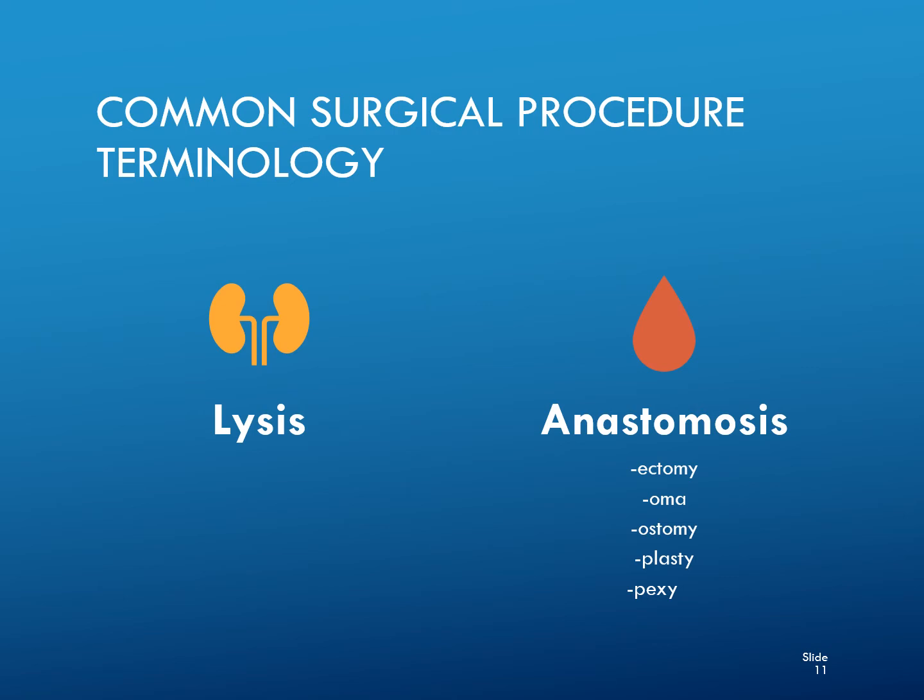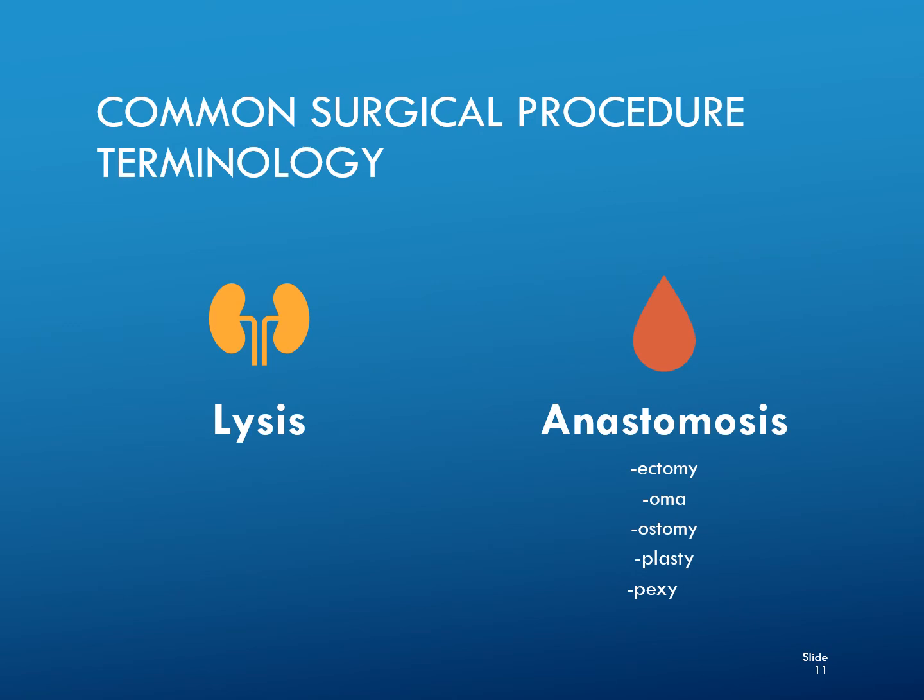Lysis is the removal or destruction of, for example, lysis of adhesions. Anastomosis is joining two parts together, such as a duct or a blood vessel. Ectomy is cutting out or off, such as a colectomy, which would be cutting off a part of the colon. Ostomy is furnishing with a mouth or an outlet. An example of this would be a colostomy, which creates an outlet for the body from the colon.